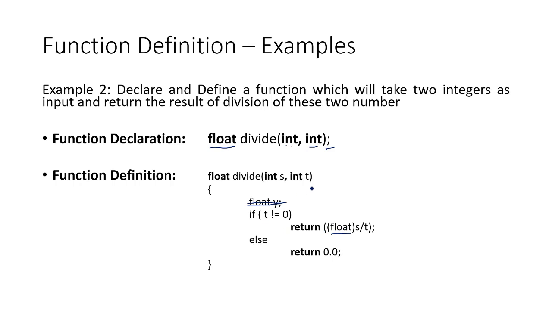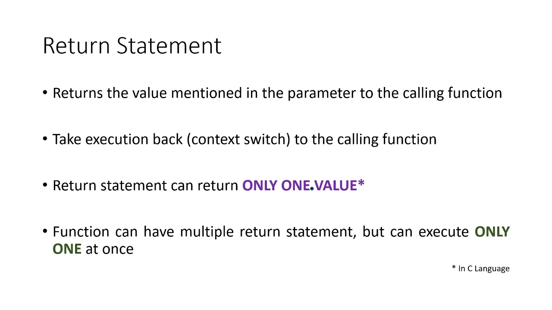Now, first let us discuss the return statement, and then we are going to elaborate these examples with some assumptions. The return statement returns the value mentioned in the parameter to the calling function. Whatever function is calling your user-defined function, it will return the parameter mentioned in the return statement to the calling function. It will take the execution back, meaning it will context switch from the called function to the calling function.